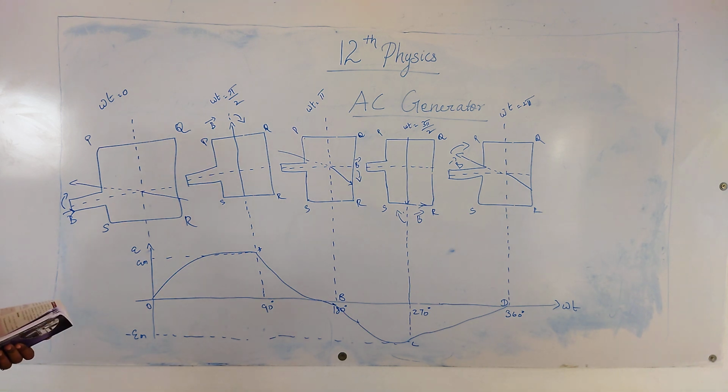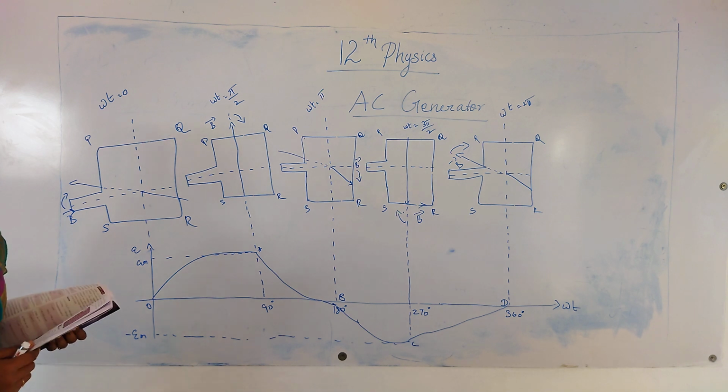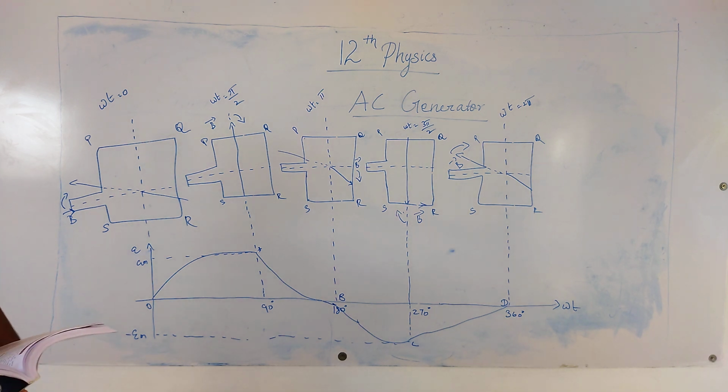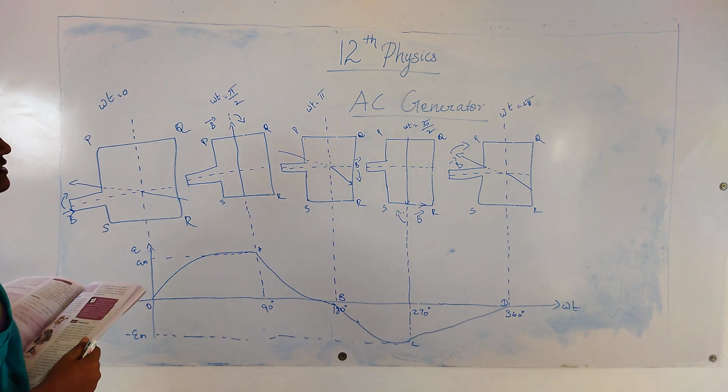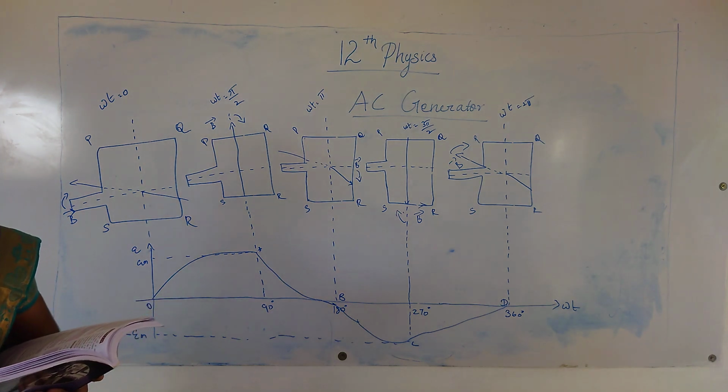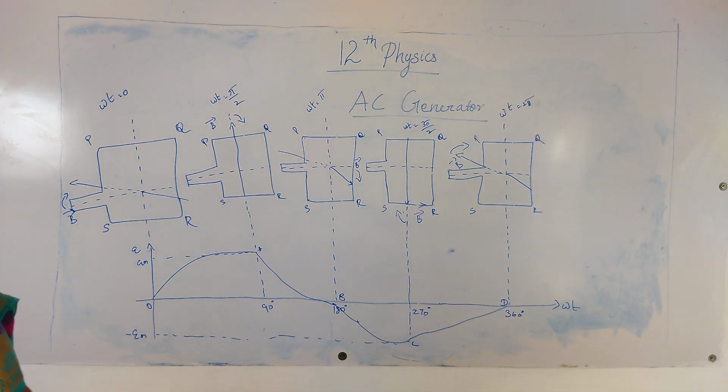The alternator consists of two major parts. What are the two major parts? Stator and rotor. The stator, as the name indicates, is a stationary part. If we need it, it will be attached; if we do not need it, it will be removed. So it is a stationary part. But the rotor is placed inside the stator and rotates within it.